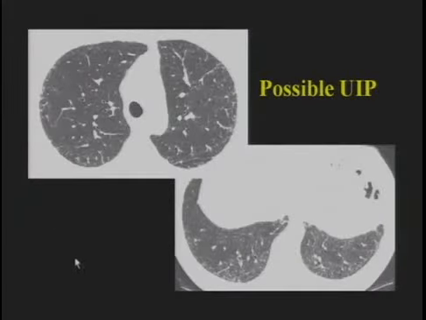Now here is a patient with a basal posterior subpleural predominance of reticulation, but no honeycombing. This would be diagnosed as possible UIP using those same criteria. And usually a person like this would have a lung biopsy for final diagnosis.